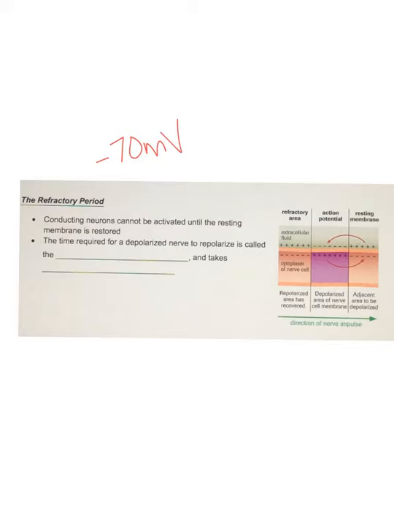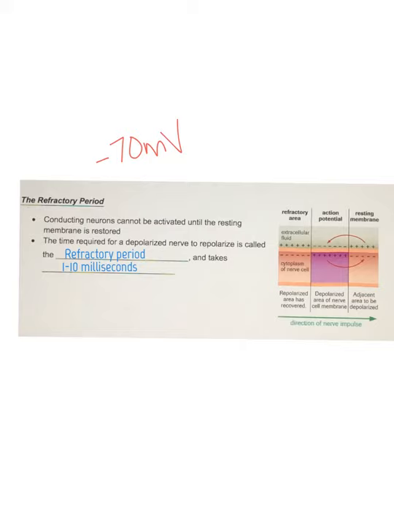The time required for a depolarized nerve to repolarize, remember, getting back to this resting membrane potential, is called the refractory period. The refractory period takes about 1 to 10 milliseconds. So it's obviously very quick, but we want that to be quick because if our neurons were lagging or taking time, we wouldn't be able to get the signals where we need them. It doesn't take very long for that to happen, but we do require that to happen before we can pass on another signal.